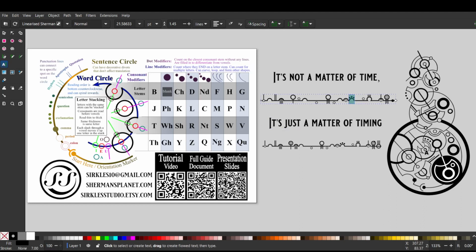Then we have an O. It's another little guy inside our word circle. Bam. And then we have this deep divot shape here with 1, 2, 3 lines. So 3 lines makes that an F. So of. And then we have this word starting at the bottom.